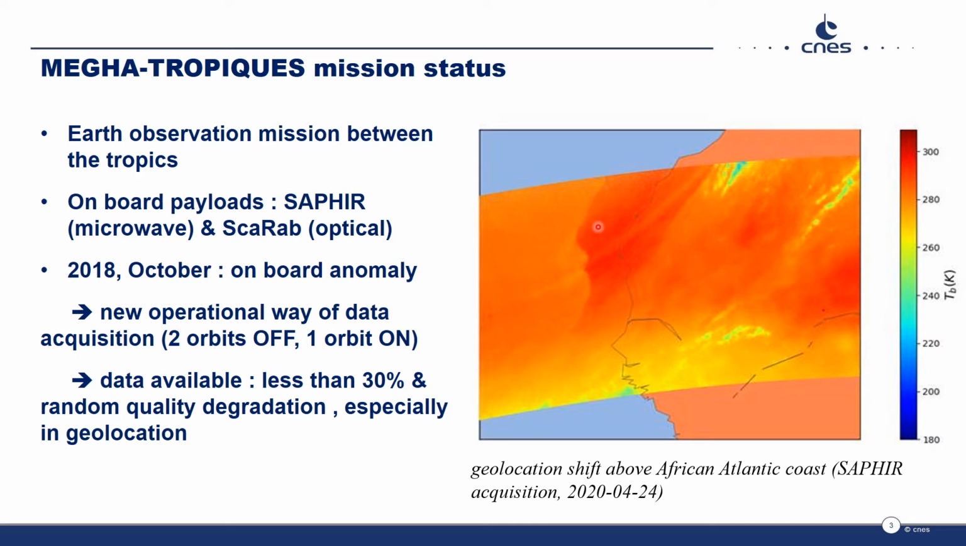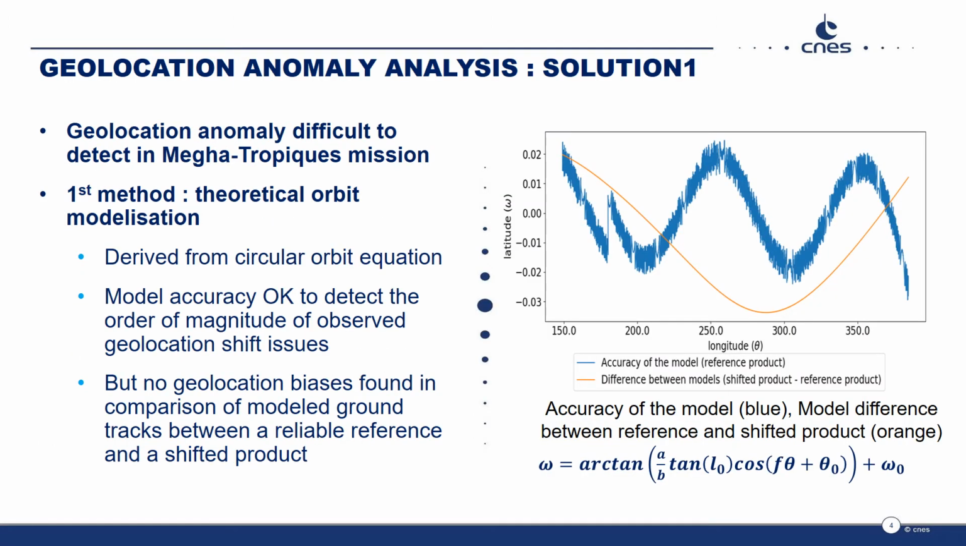Two methods have been implemented to detect this kind of problem, which is the key subject on the MeghaTropiques mission. The first method used the MeghaTropiques cycle of 97 orbits and the ground track modelization, which is derived from the circular orbit equation. You can see this modelization here. The goal is to compare a reliable product which is correctly geolocated, with a wrong, shifted product, but in the same orbit in the cycle. The result is here in the figure.